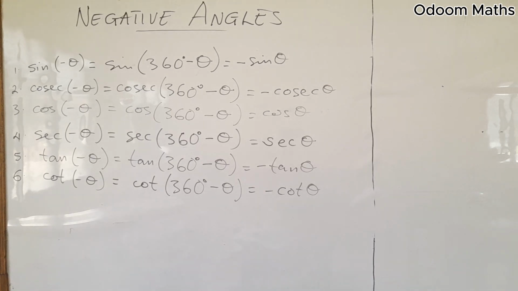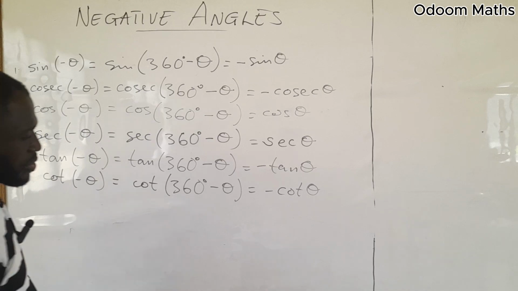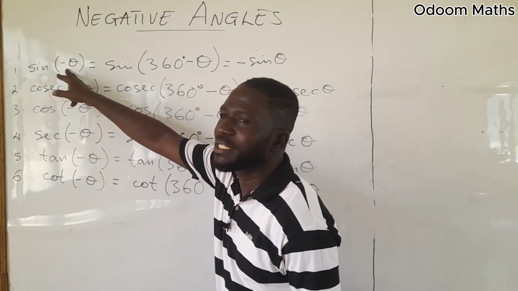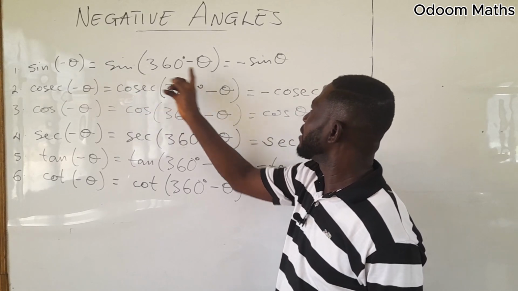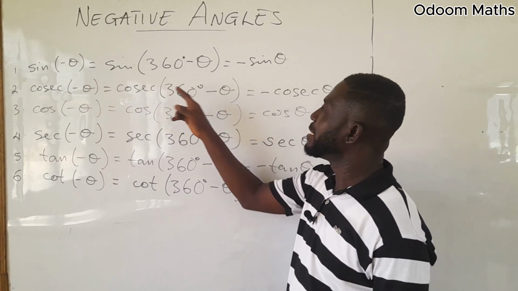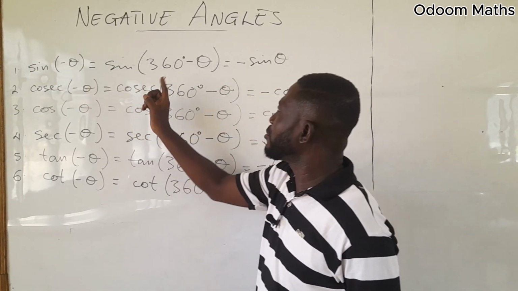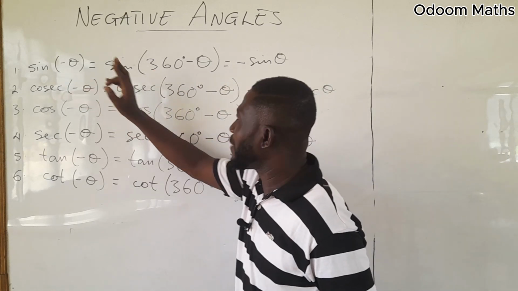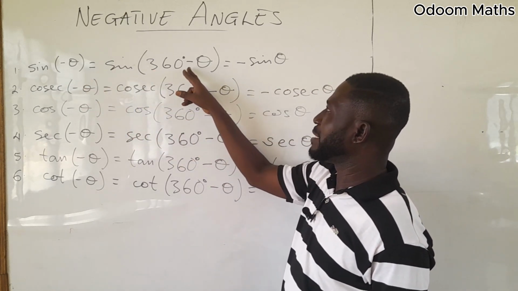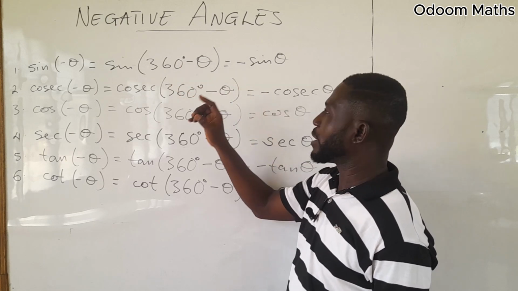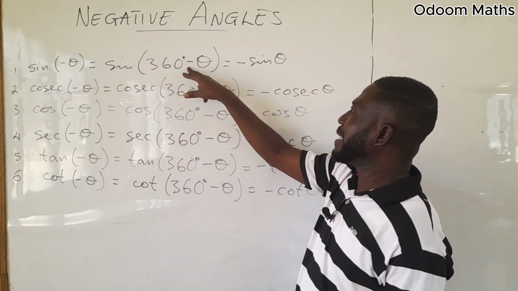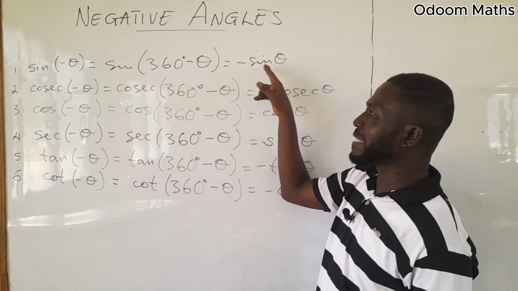Now let's go through this. Sine of negative theta is going to give us negative sine theta, and negative theta is equivalent to 360 degrees minus theta. So sine of negative theta is equal to sine of 360 minus theta, which is giving us negative sine theta.